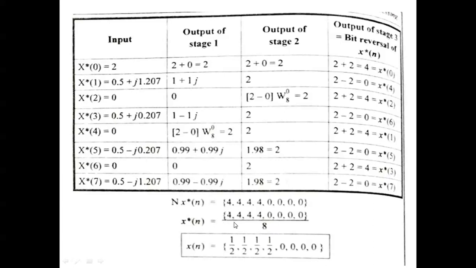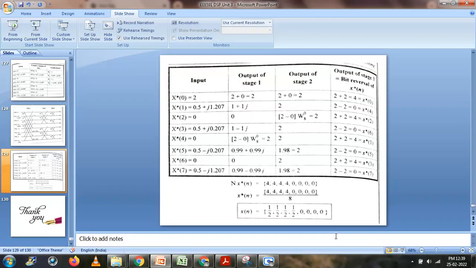Then this is the inverse DFT, so the whole output has to be divided by N. N is here an 8 point DFT, so it is 8. If you divide, you get the values 1 by 2, 1 by 2, 1 by 2. So this is the final answer. Okay, and thank you.